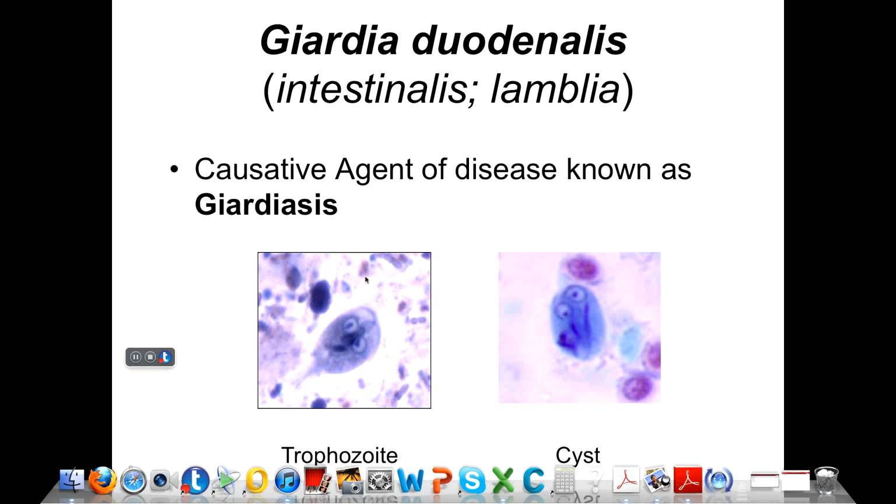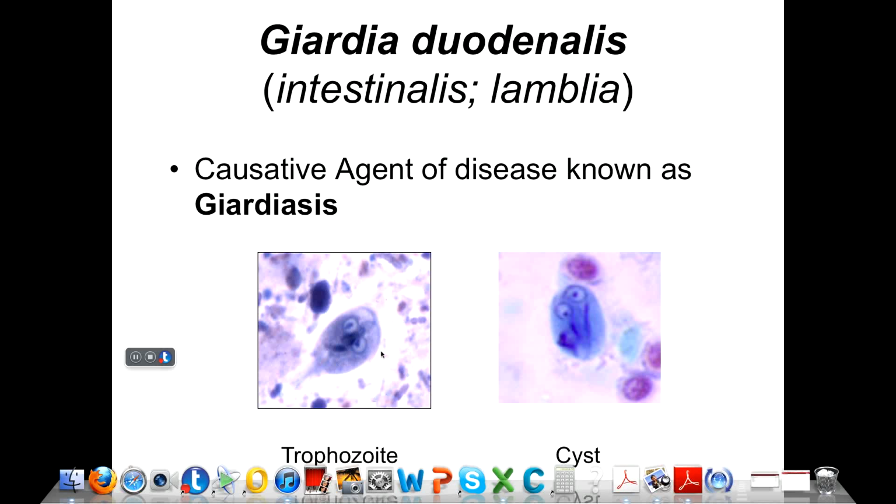On the left, you can see the active replicating form that has a high metabolic rate, and that form is called the trophozoite. This trophozoite is very characteristic. Once you develop sort of a search image for Giardia, you don't confuse it with anything else. These structures here that look like a couple of eyes are actually nuclei. So you see a nucleus with a nucleolus, another nucleus with a nucleolus.